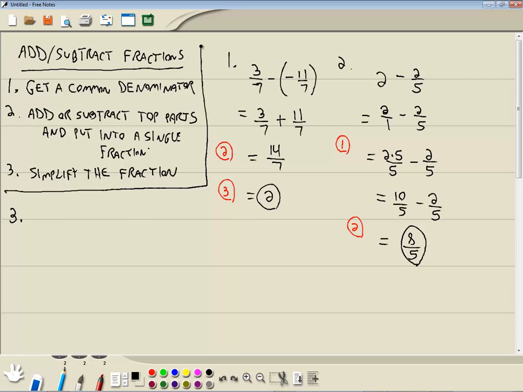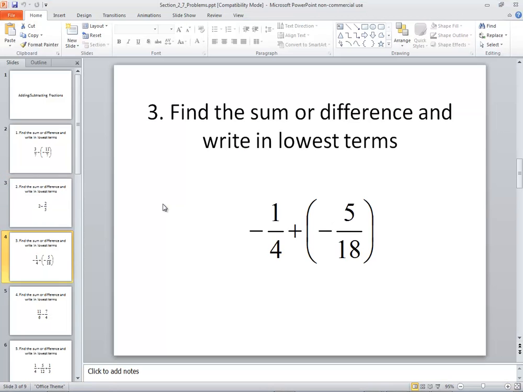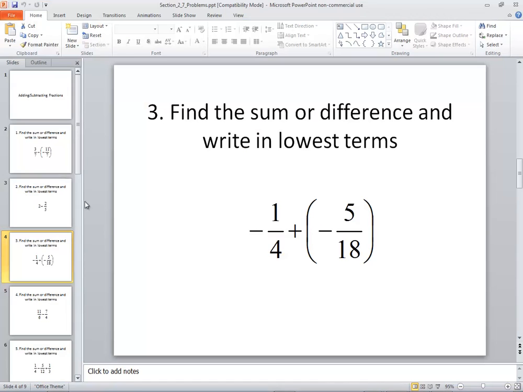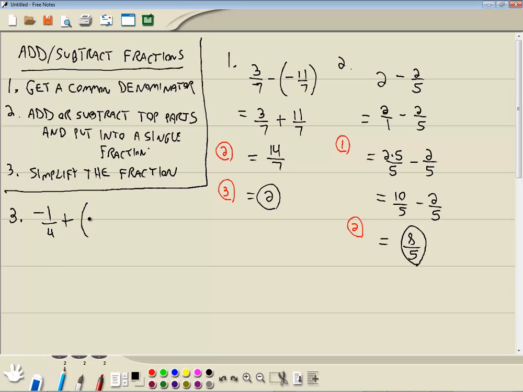Okay, let's look at our third example. Got negative 1/4 plus negative 5/18. Well, I can apply one of my shortcuts to begin with. Positive parentheses negative becomes a negative. Okay, so now we're ready to go through our 3 steps. First step is get a common denominator. Well, let's take a look at how to find the LCM of 4 and 18.